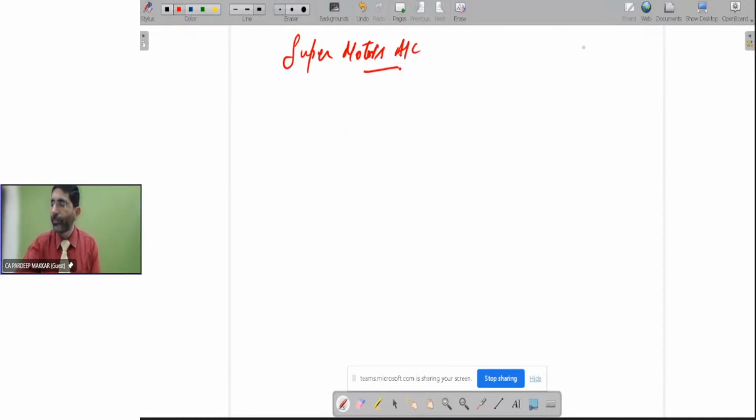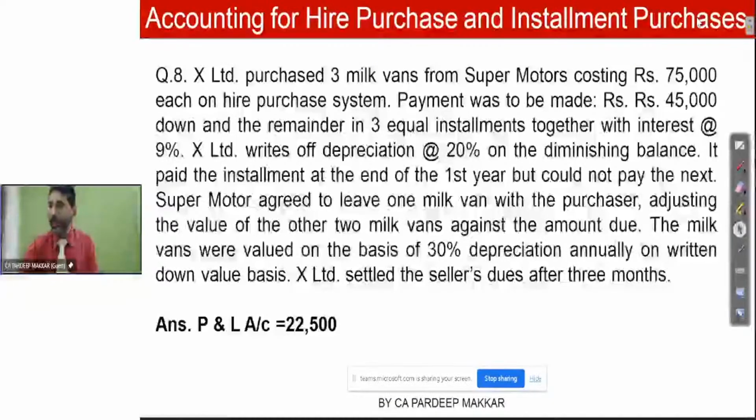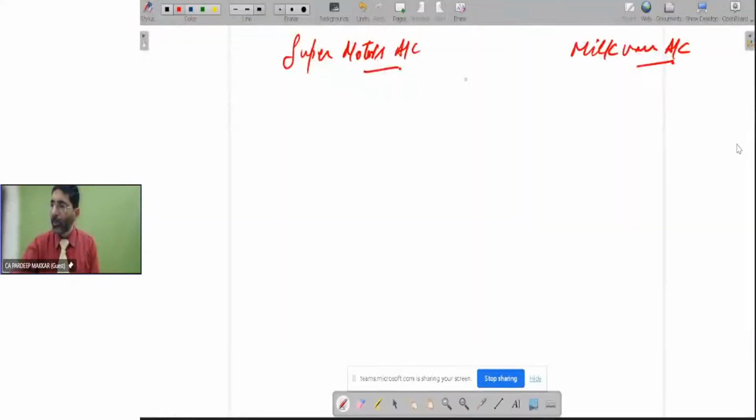So in the books of X Limited, we are doing it. The entries are very similar, simple. It is not mentioned what is the date of purchase, so we will make first year, second year, that's it. No need of going for the proper dates. So first year, two super motors. Full form is to be used in exam. No short form is allowed.